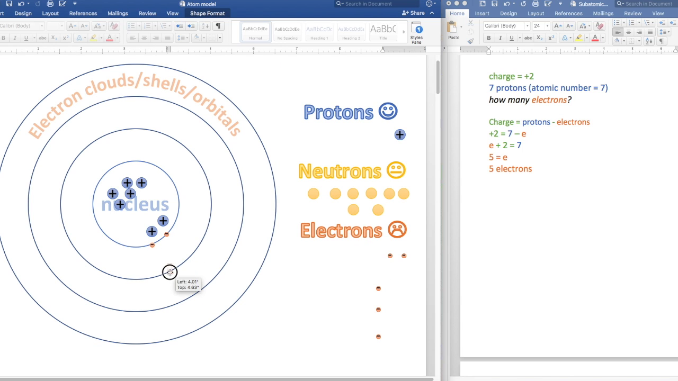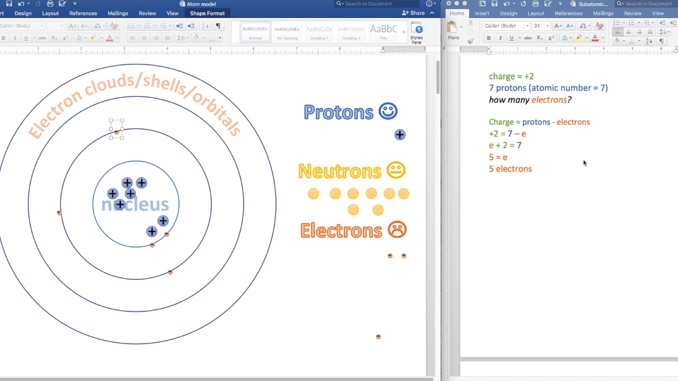onto the atom. 1, 2, 3, 4, 5 electrons. And so that means that these 5 protons get neutralized by these 5 electrons. And then there are 2 protons left over that give it an overall +2 charge.